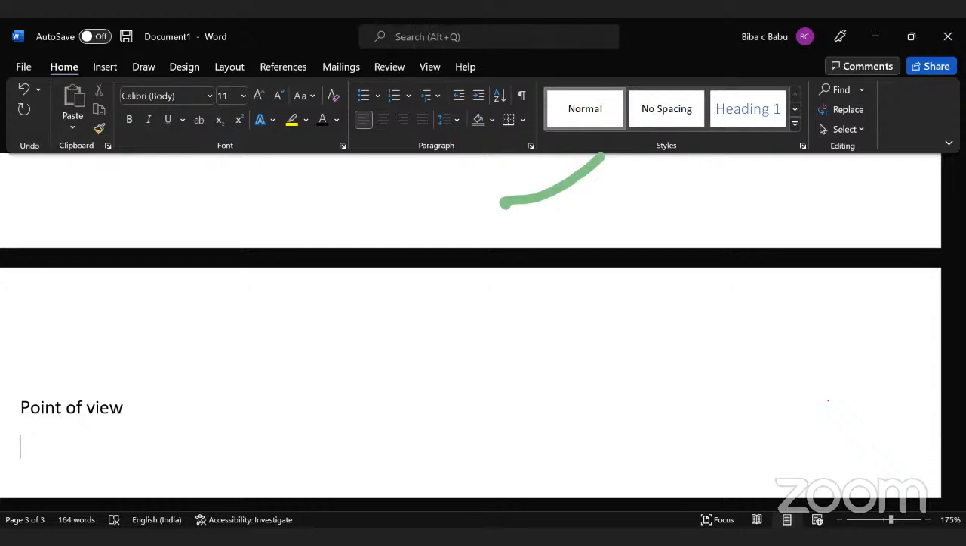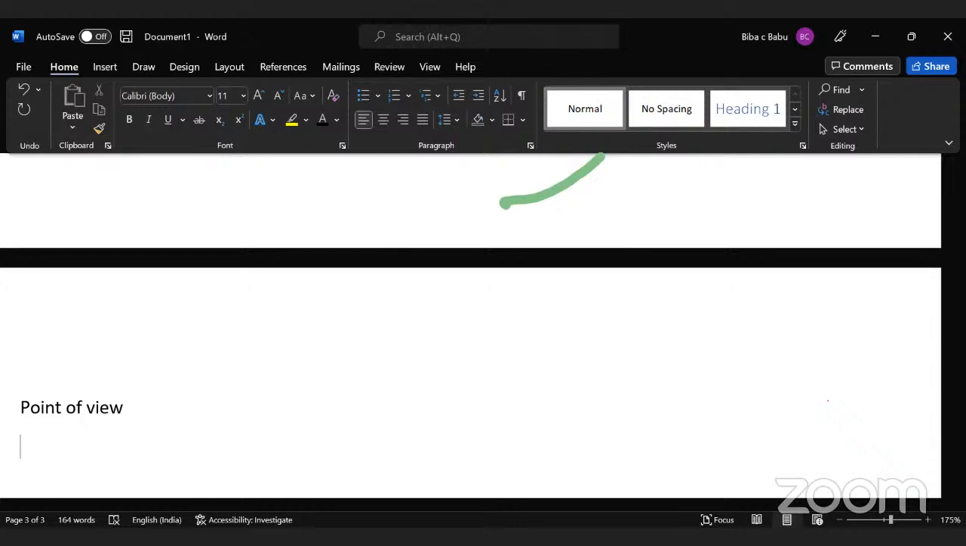Next is point of view. Point of view is the angle of the story. The story is narrated from different angles. That is called point of view. There is first person point of view. First person is I or we. I am going to narrate a story. I saw a person. We were excited to meet a person. Like that, first person. When the story is narrated from the first person, I or we.